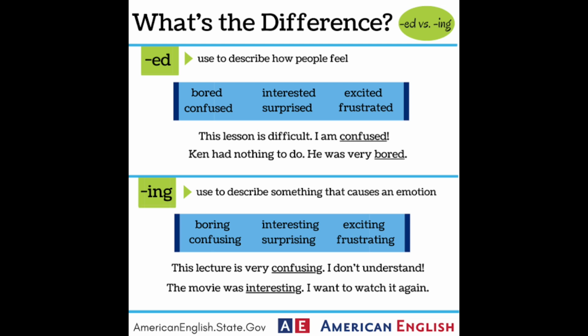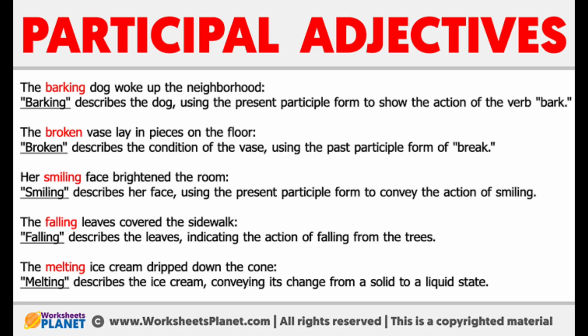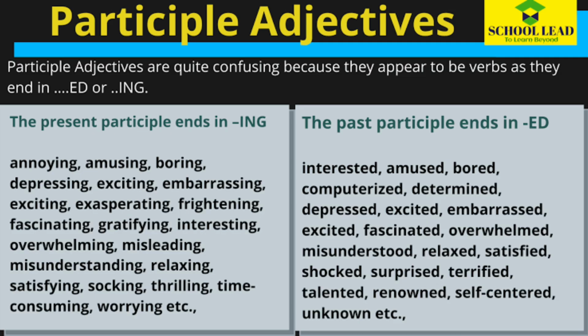Here is another important point. What are participles? Participles are verb forms that function as adjectives or are used to create verb tenses. They are derived from verbs but do not act as verbs themselves. Participles come in two main forms. 1. Present participle, -ing. 2. Past participle, -ed, -en, or irregular forms.